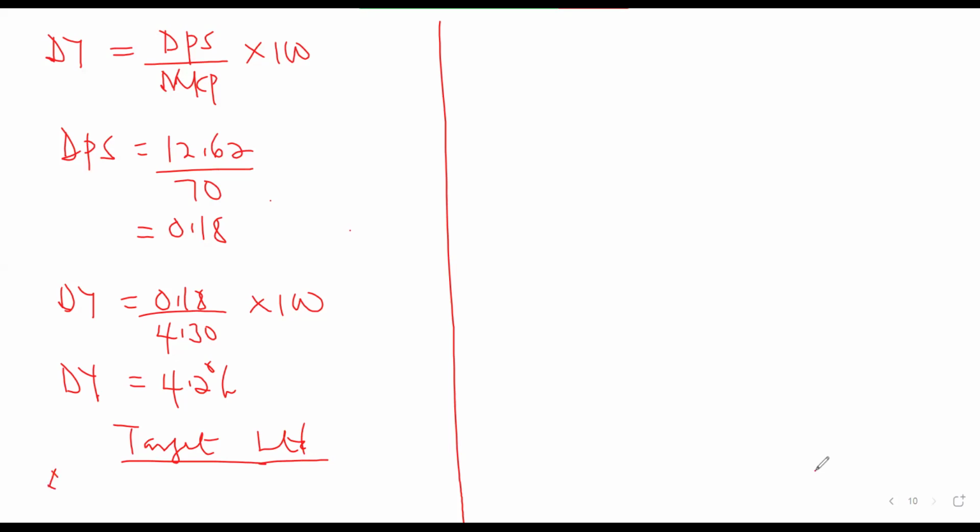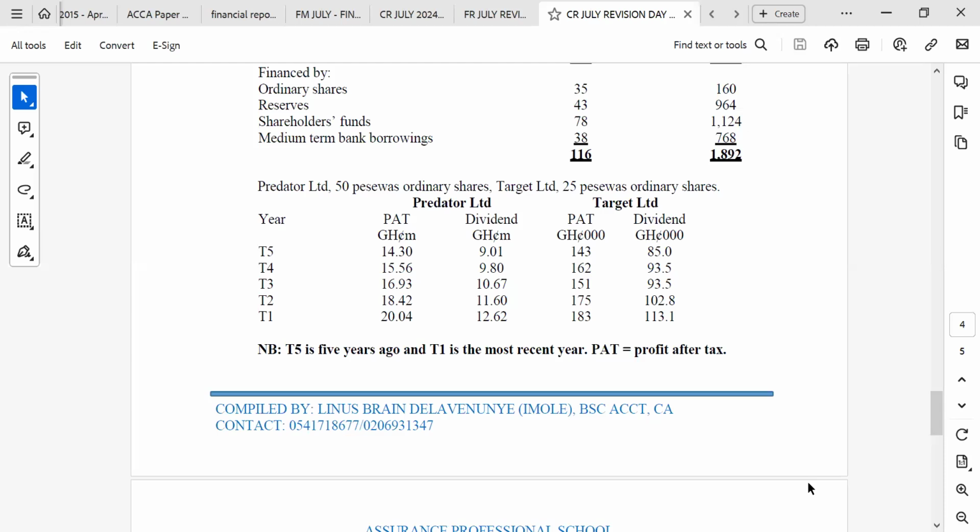So we can have our market price over here to be equal to the dividend per share of the target company divided by the dividend yield calculated there. So their market price per share is equal to dividend. We can take their total dividend. What is their total dividend for this year? 113.1.